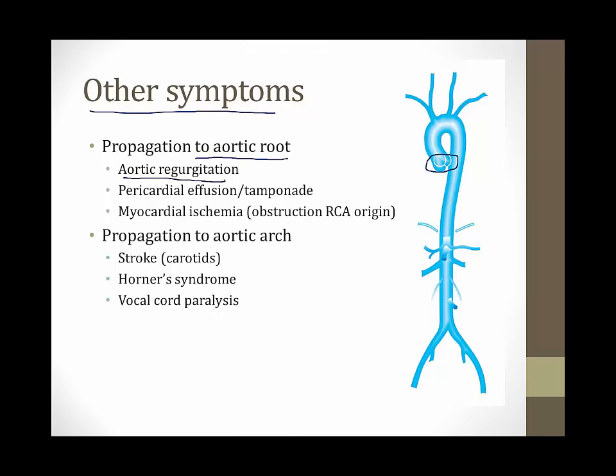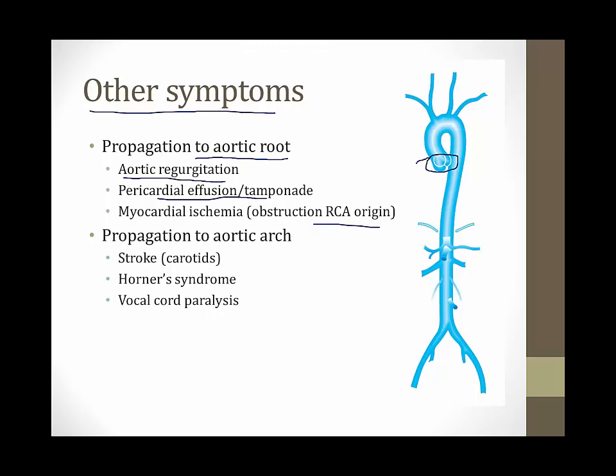Those leaflets of the aortic valve will not be able to come together normally, and blood will leak backward through the aortic valve. In addition, the dissection can enter the pericardial space and cause a pericardial effusion or tamponade. And then finally, the coronary arteries come off of the aorta. The right coronary artery is particularly susceptible to obstruction.